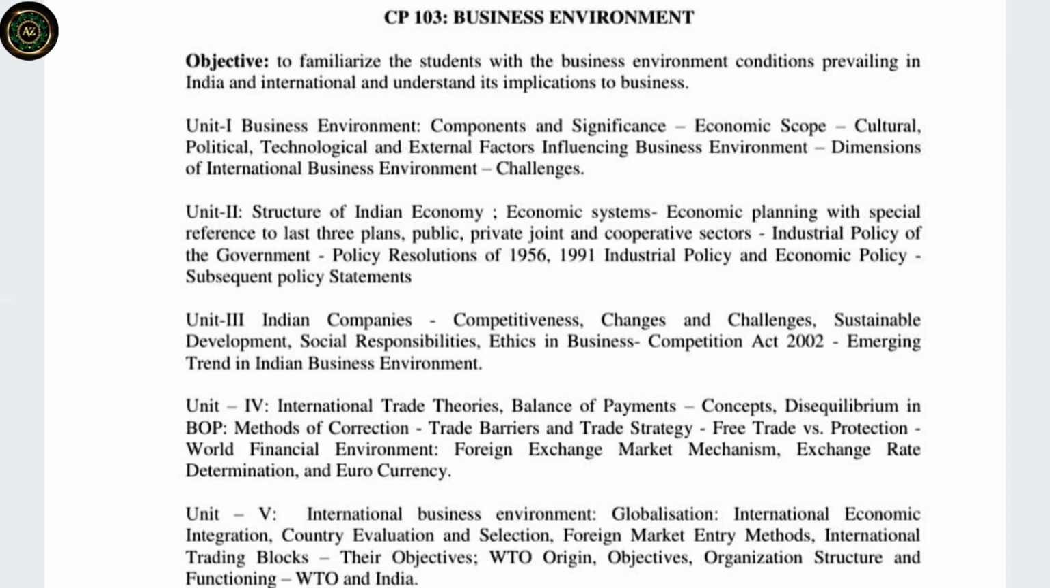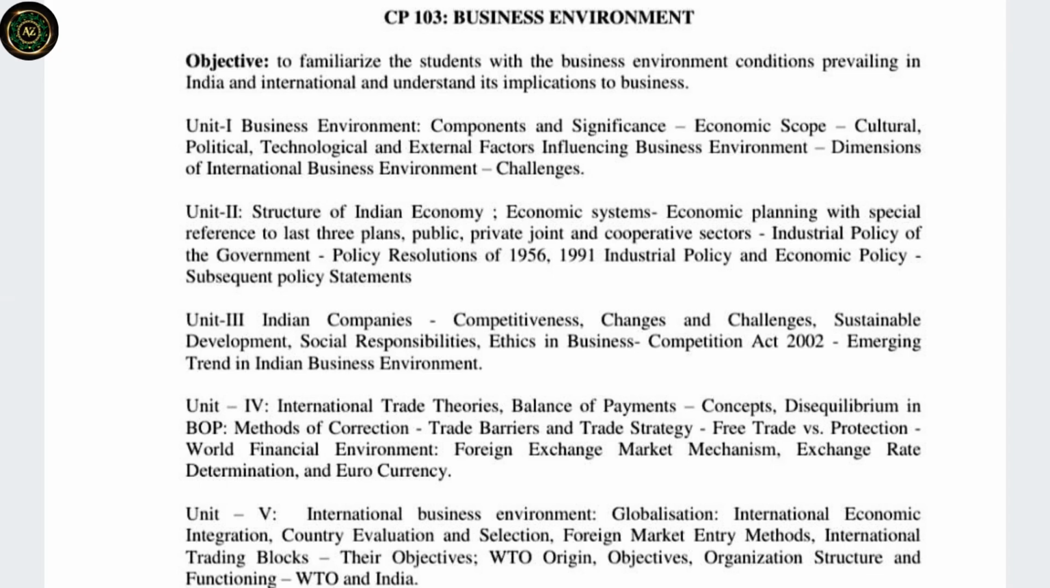Unit 3: Indian Companies, Competitiveness, Changes and Challenges, Sustainable Development, Social Responsibilities, Ethics in Business, Competition Act 2002, Emerging Trends in Indian Business Environment. Unit 4: International Trade Theories, Balance of Payments Concepts, Disequilibrium in BOP, Methods of Correction, Trade Barriers and Trade Strategy, Free Trade versus Protection, World Financial Environment, foreign exchange market mechanism, exchange rate determination, and Euro currency.